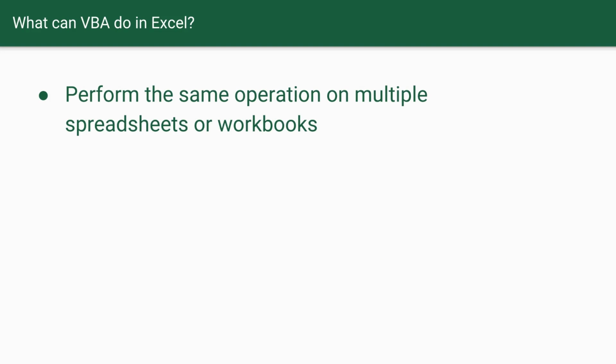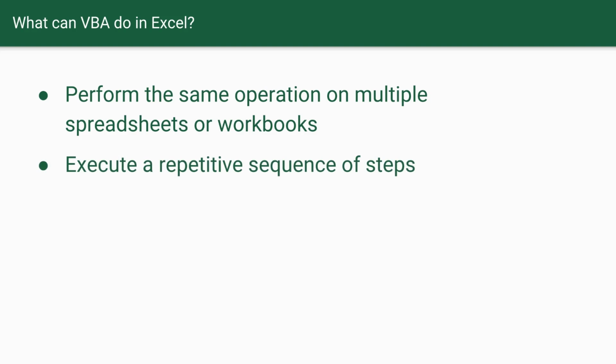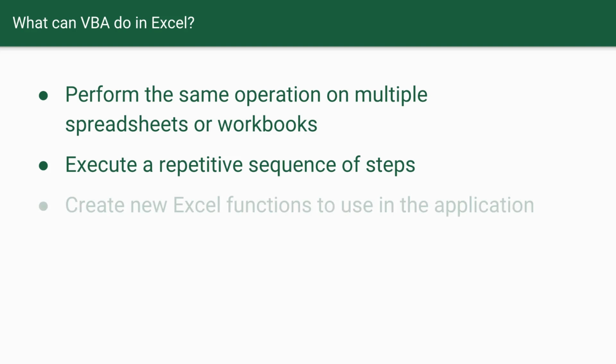Well, VBA is really great at repetition. It can help you perform the exact same operation on multiple spreadsheets or multiple workbooks or multiple rows. Whenever you need to execute a repetitive sequence of steps, let's say you run a report daily or weekly or monthly or every hour, whenever you find yourself doing the exact same process over and over again, you can write a macro that's going to automate the process of completing all those steps in order.